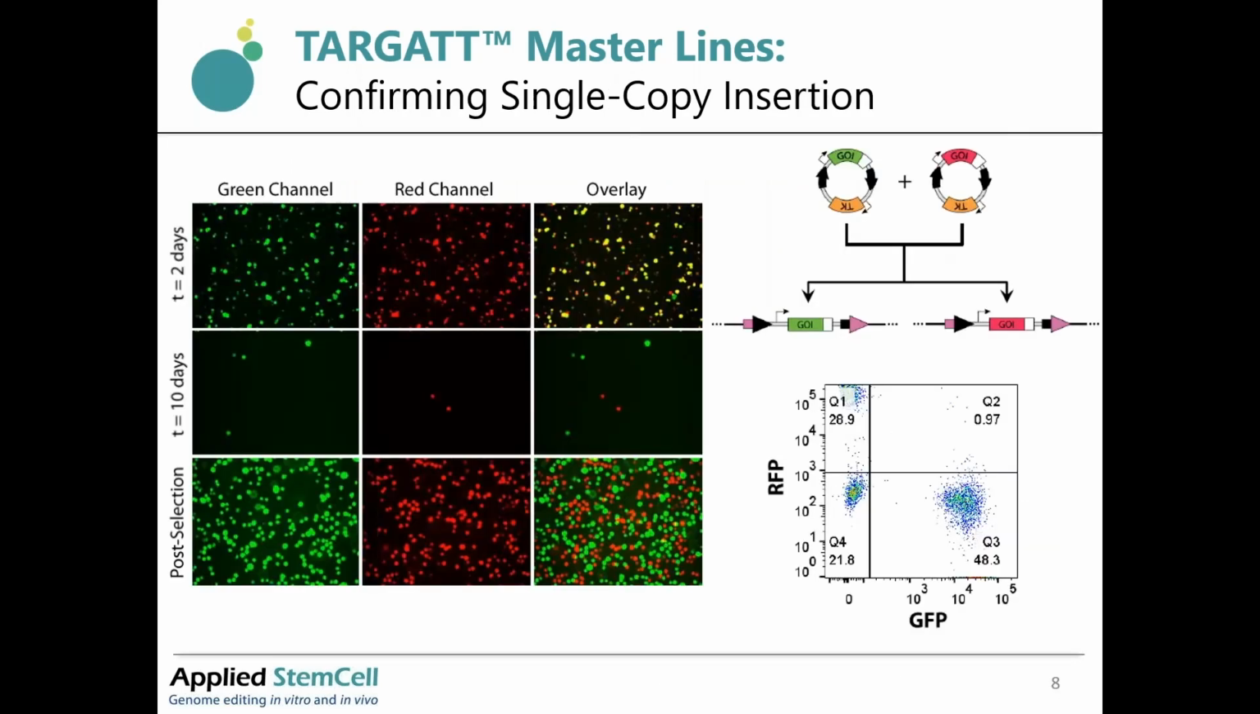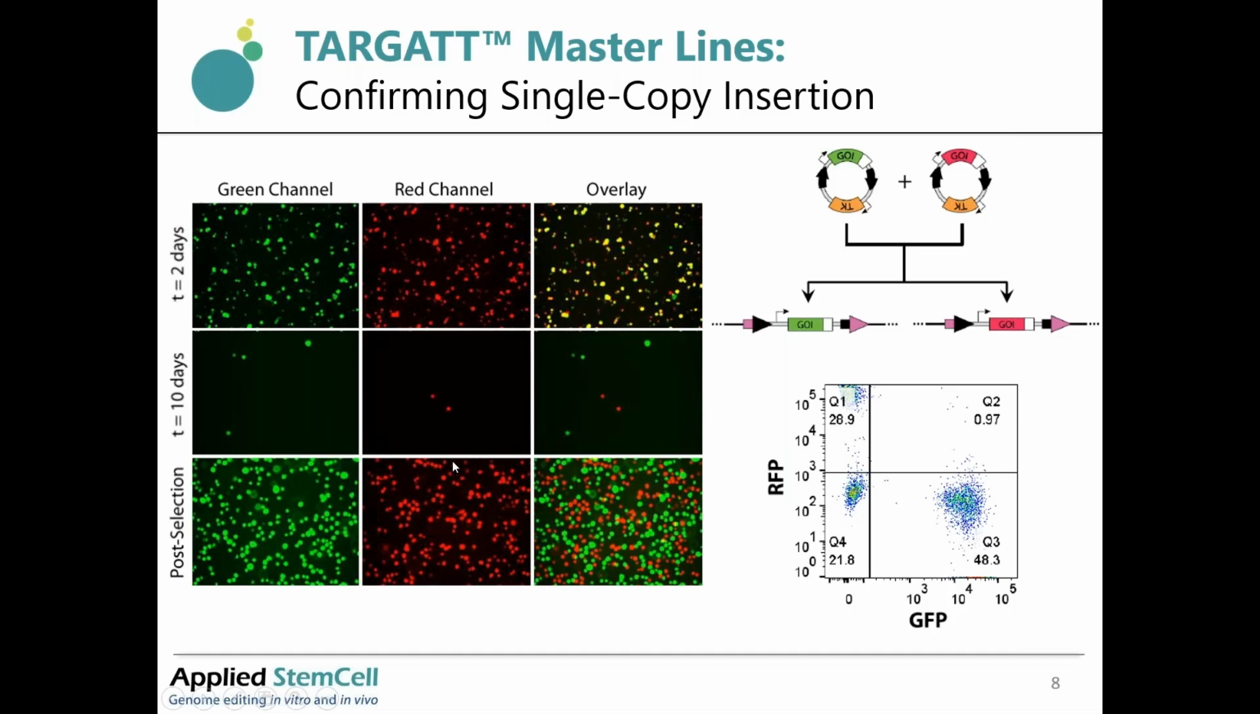To confirm the single copy insertion, the cells were knocked in by 2 donors, which contain GFP and mCherry separately. If the system is single copy, only GFP or mCherry will be knocked into the individual cells, and only green or red cells can be observed in the population.